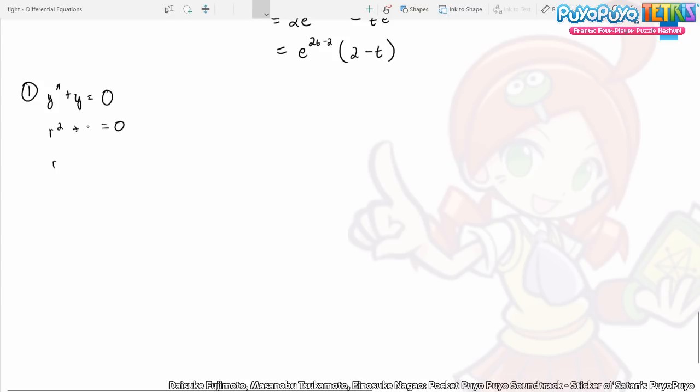Wait, this isn't R, that's just one. My bad. So R squared equals negative one, so R equals square root of negative one. Interesting. And then the general solution for this is, what is it?